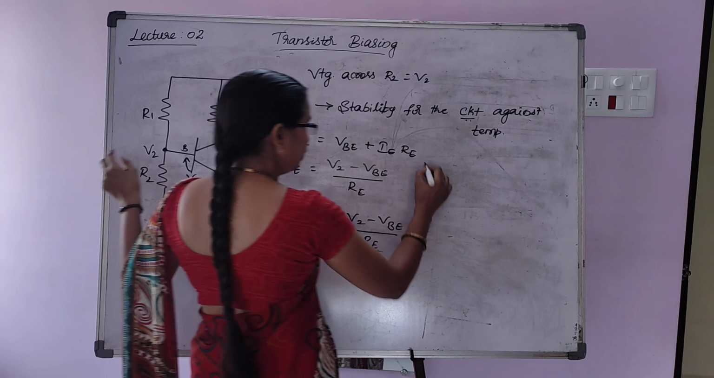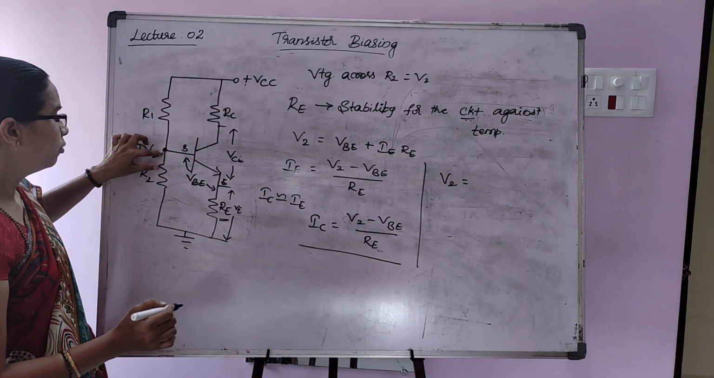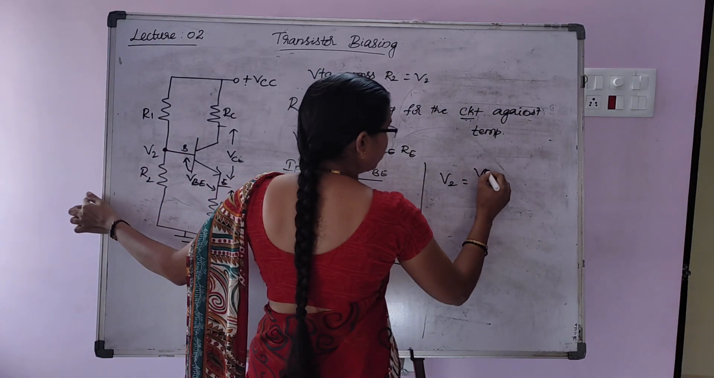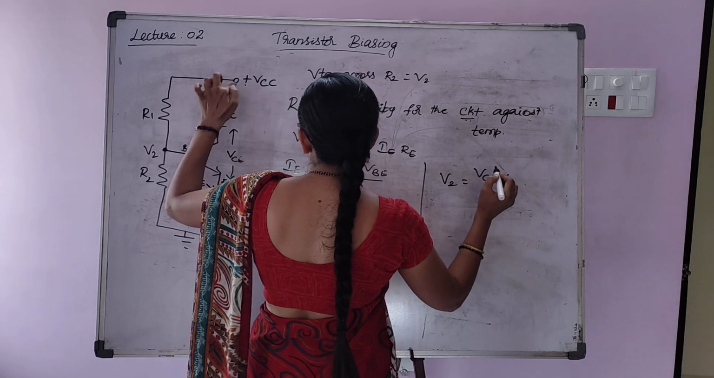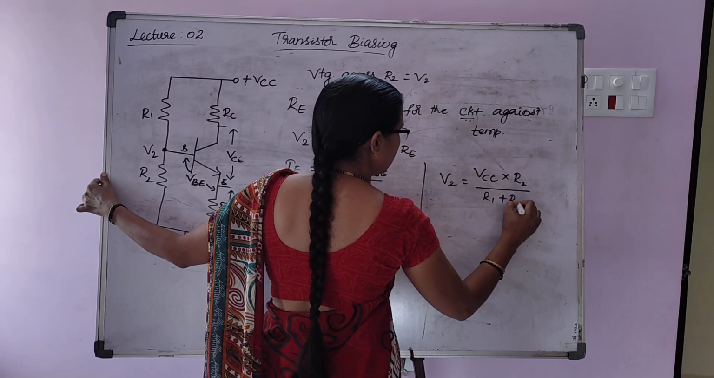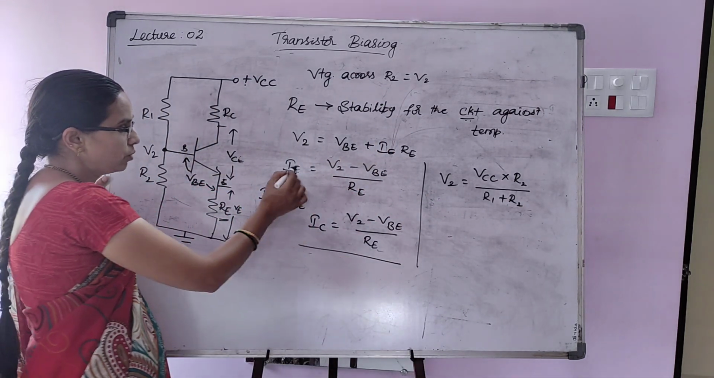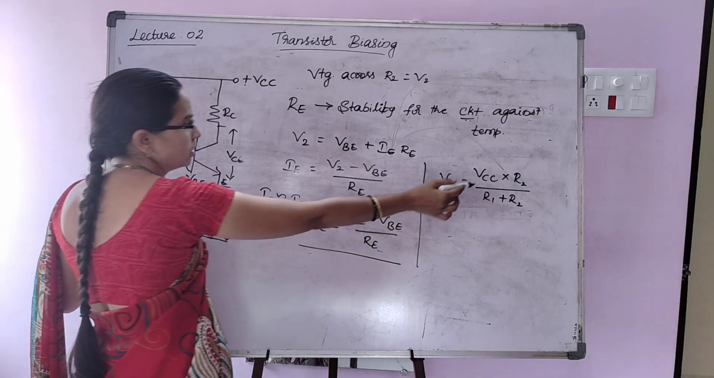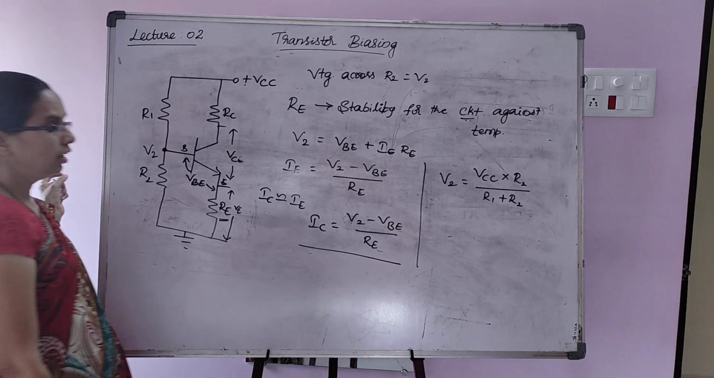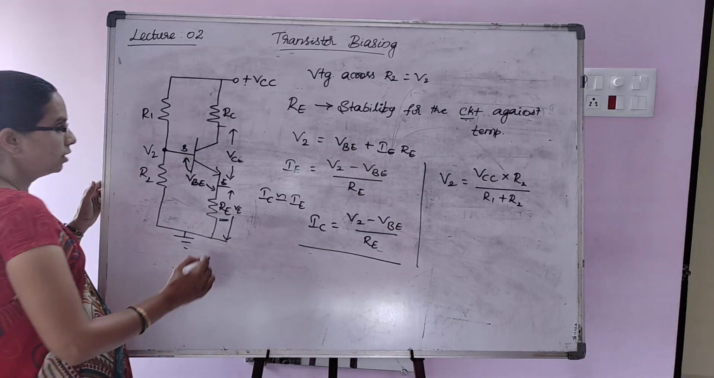So how to find out V2? V2 is the voltage across R2 by the voltage divider rule. VCC, the main voltage, times R2 divided by R1 plus R2. This is the formula to find out V2. By using these values you can calculate V2, and VBE we will know, and IC you can calculate.